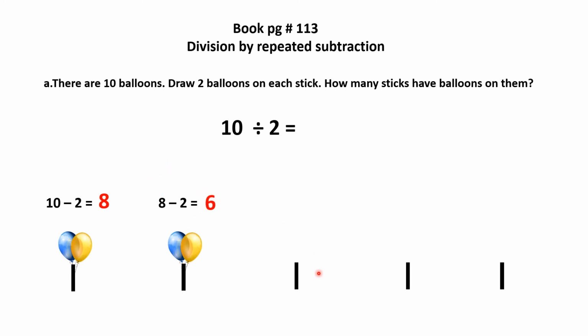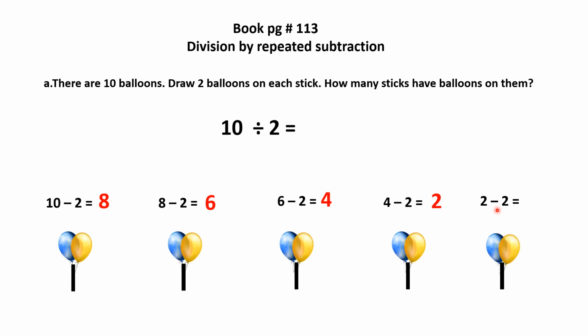Now take another stick. Draw 2 more balloons. How many do you have now? We have subtracted 2. How many left? Yes, 4. Take one more stick. Paste 2 balloons here. Now subtract 2 from number 4. We have now 2. Again take one more stick. Here draw 2 balloons. Subtract 2 from number 2. Now we have no more balloons.